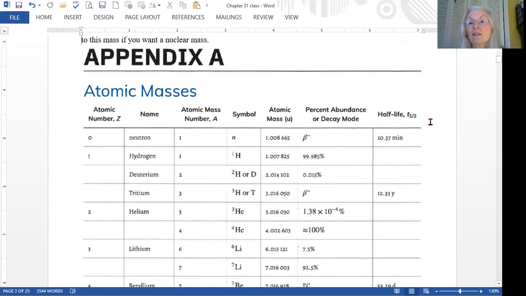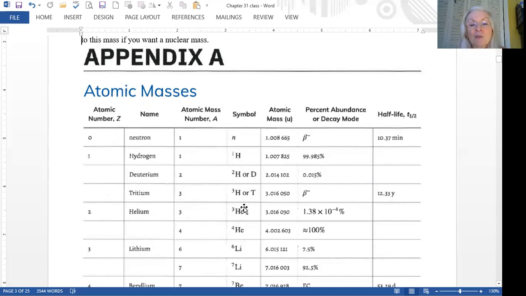So this is a little snippet of Appendix A in the most recent version of our online book. You can see it's got a column for the atomic number, a column for the name, a column for the atomic mass number, a column for the symbol, and the atomic mass in unified atomic mass units. We won't be using the last two columns in this table, just the one with the mass and the name and the atomic number.